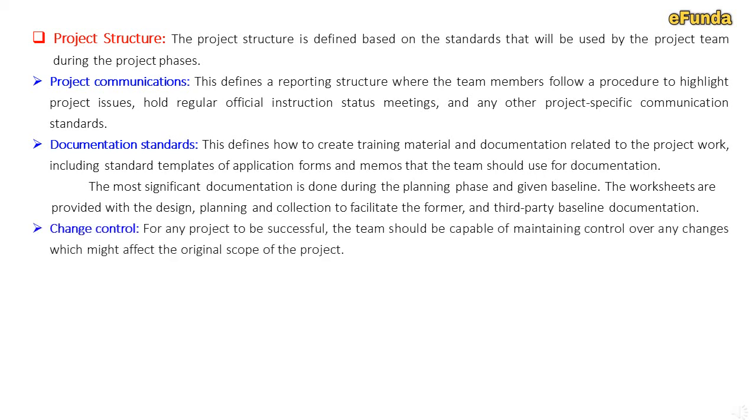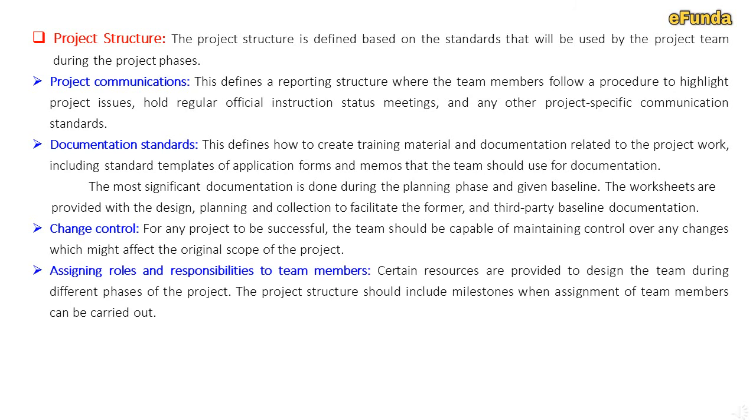For any project to be successful, the team should be capable of maintaining control over any changes which might affect the original scope of the project. Assigning roles and responsibilities to the team members. Certain resources are provided to the design team during different phases of the project. The project structure should include milestones when assignment of team members can be carried out.